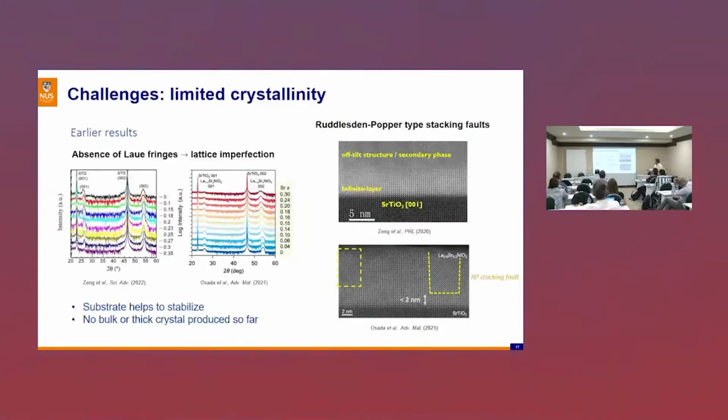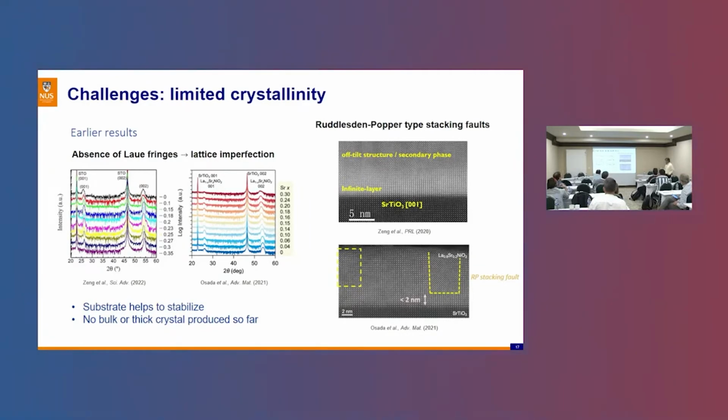Okay, maybe I point out here again, as you can see, in the initial batches of samples you notice there are no Laue fringes. And this is somehow associated with the high off-tilt structures and the secondary phase that you have, and you only have this infinite layer up to probably around 5 nanometer, a nice structure. Beyond that, the density of this secondary phase is really large, as you can also see here, right? And this is from Howard Wang's group, so it's consistent. Having no Laue fringes is associated with a large density of secondary phases.